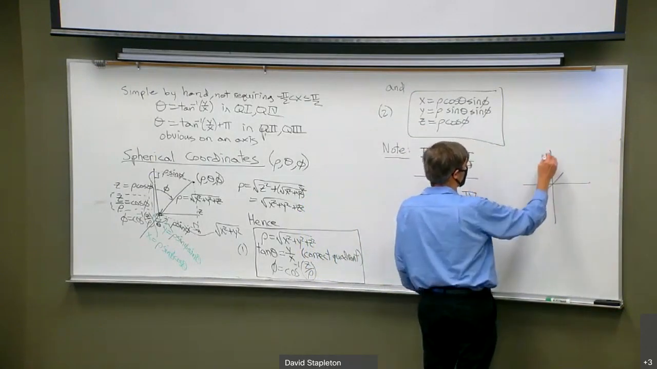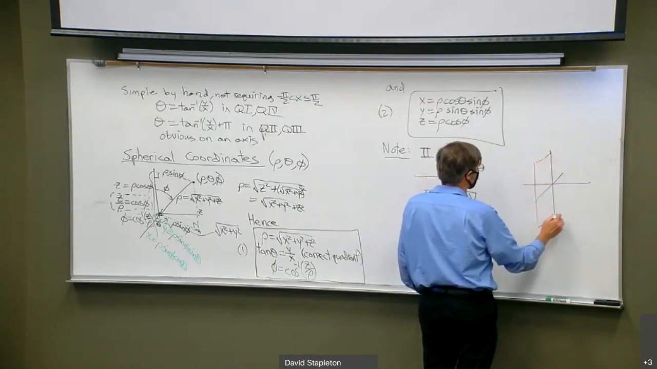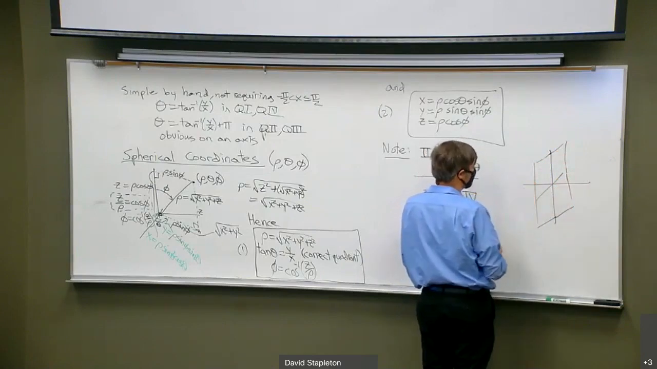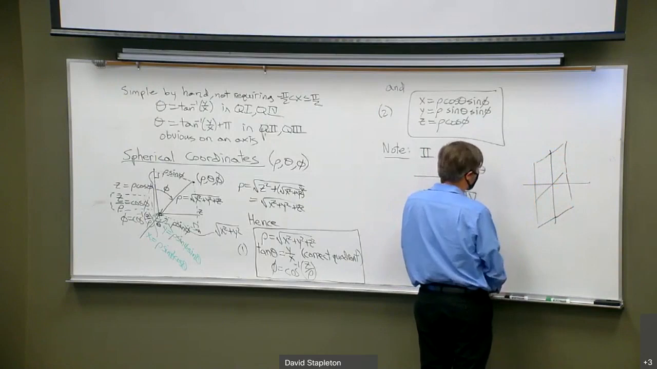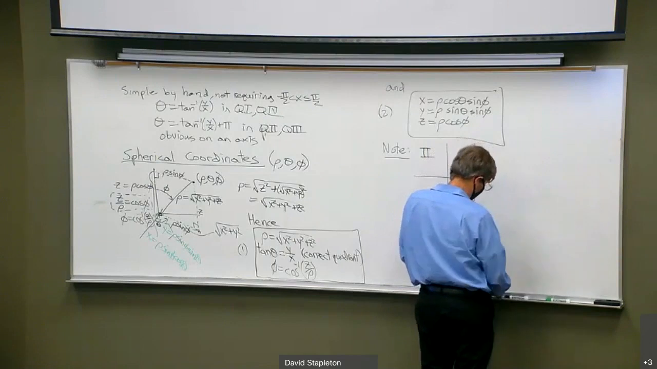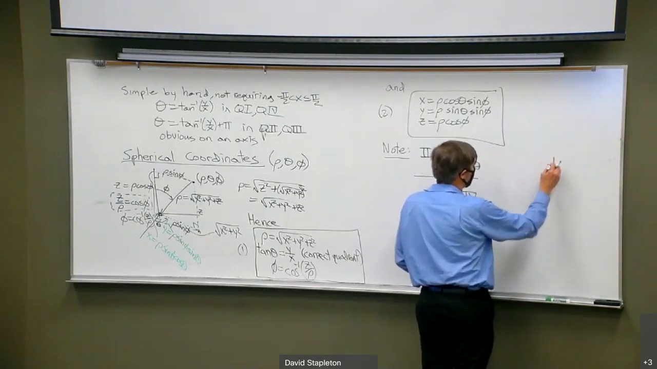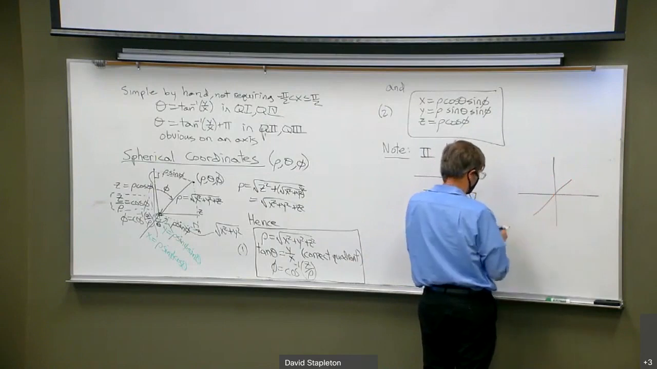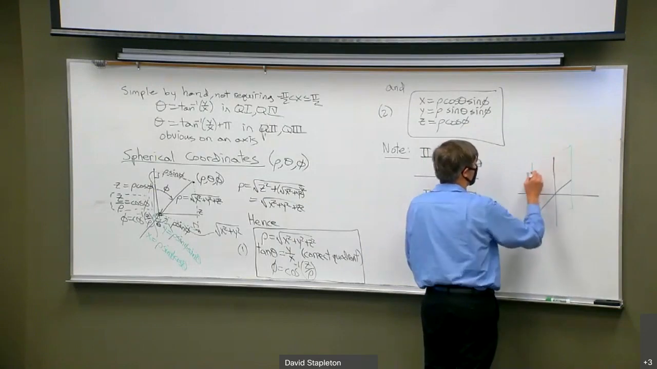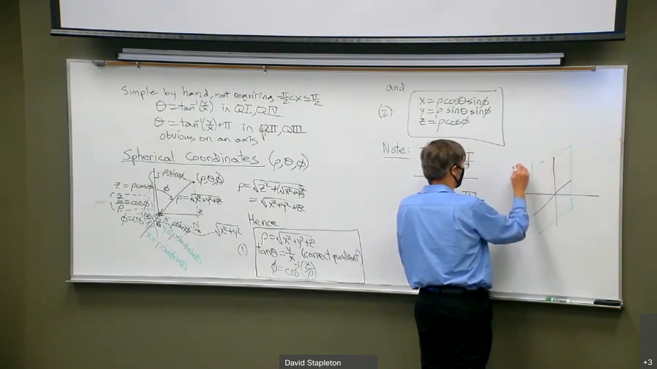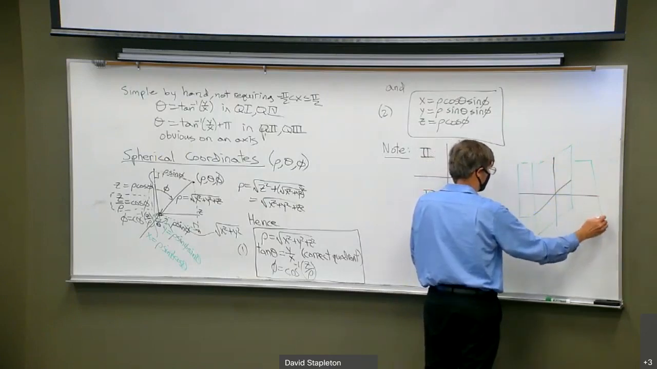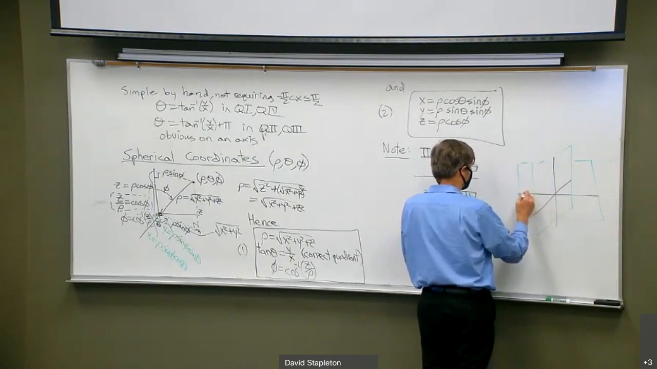Here's the XZ plane. Should draw that in green or something, shouldn't I? I'll leave the axes in black. Then the XZ plane is this one. The YZ plane is this one. The XY plane is this one.